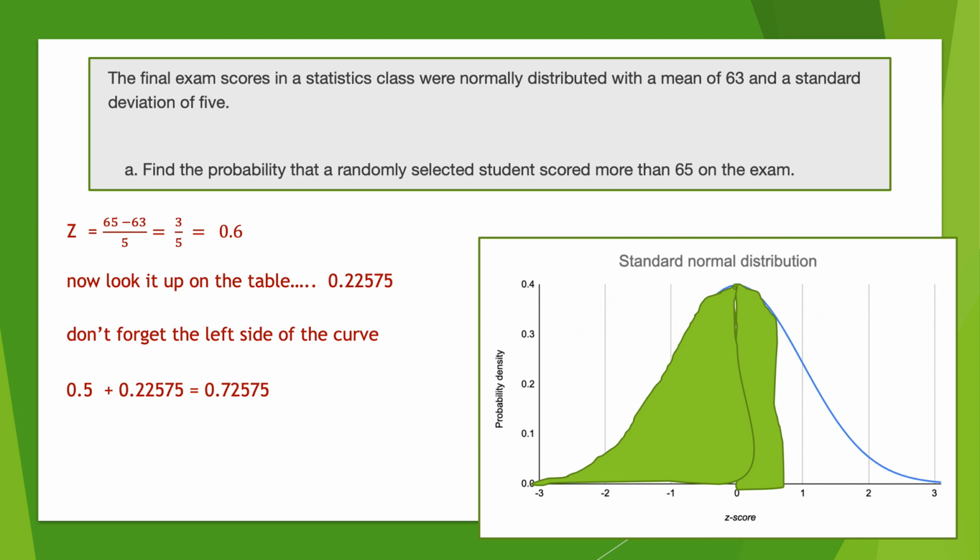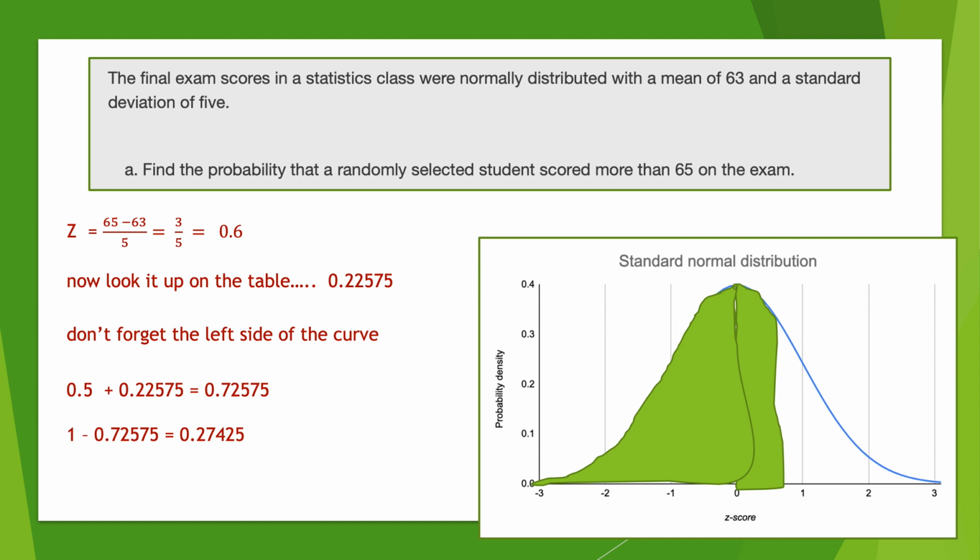Now, here's the catch-22 with this. What I just figured out, all of the green area, is the probability that I'm less than a 66, or 66 or less. If I want to find 66 or more, I have to do one more step: 1 minus 0.72575, and that gives me 0.27425. So the probability that they would score more than a 66 on the exam is 0.27425.